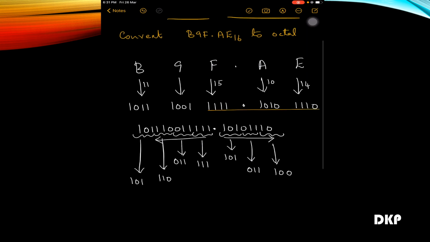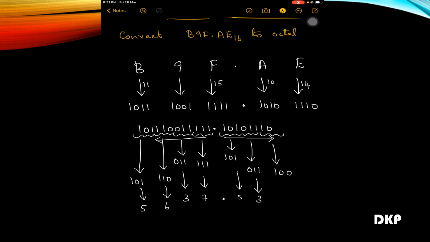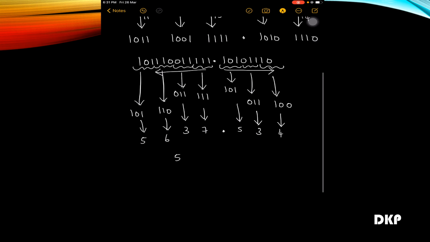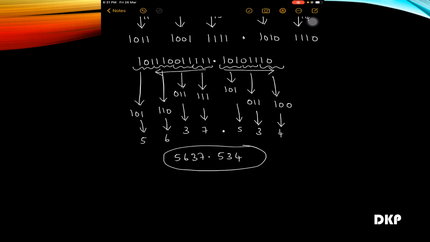Now you have to convert each 3 bit group to octal. So what is the octal of 101? 5. This is 6. Next group 3, 7. Point 101 is 5, 011 3, 100 is 4. Now you have to write all these octal numbers together. 5, 3, 4. So this is the result.